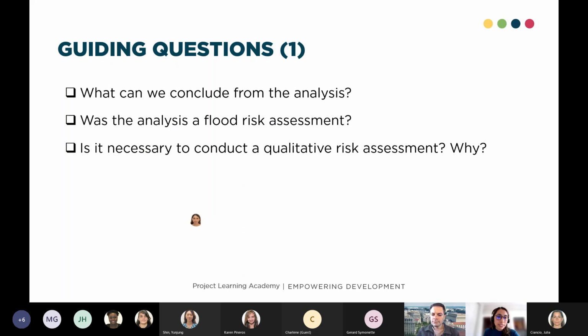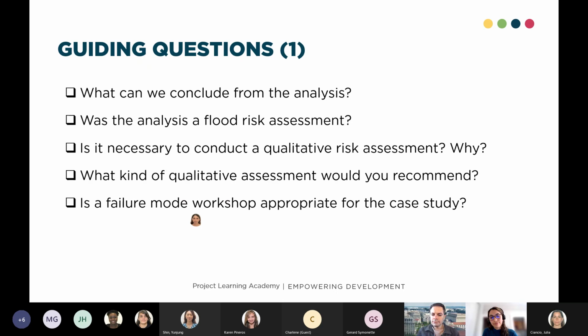So let's move forward. In this case, do you think it is necessary to conduct a qualitative risk assessment? And why or why not? What kind of qualitative assessment would you recommend?